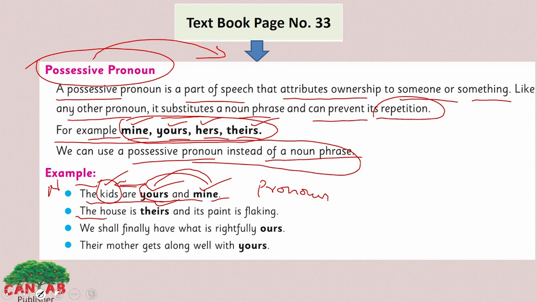Now look at the second example. The house is theirs and its paint is flecking. Here the house is a noun phrase. Phrase means a group of two or three words which don't have the proper meaning on their own, but are important to make a sentence. Like the kids. The kids is a combination of two words. It doesn't convey full meaning, but it's an important part of a sentence. So the house is a noun phrase here and theirs is a possessive pronoun.